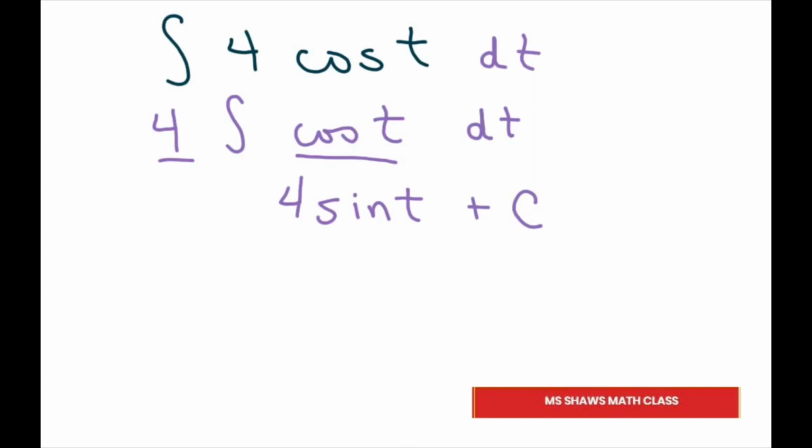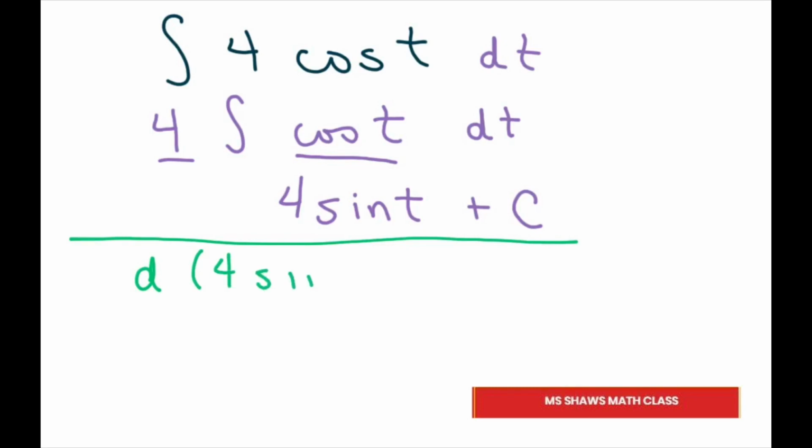Now let's check it. We're going to work backwards. So the derivative of 4 sine of t plus c equals, now remember the c is just some constant, and that's going to equal 4, the derivative of sine is cosine of t with respect to dt in our differential form.